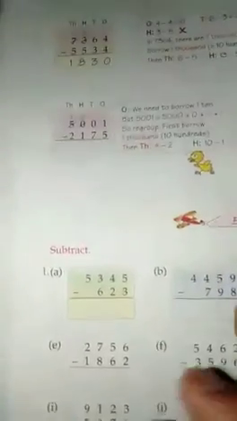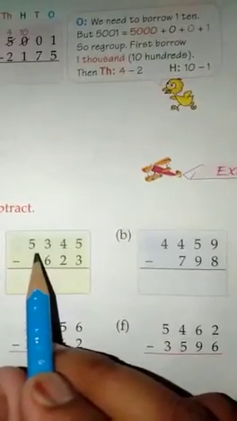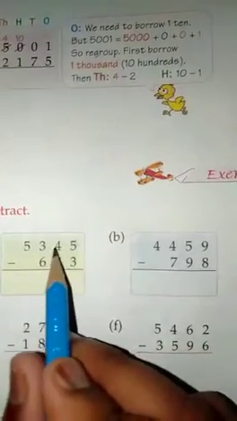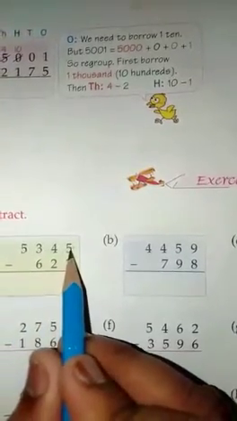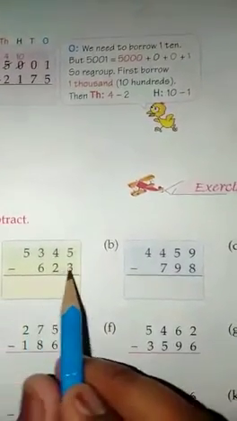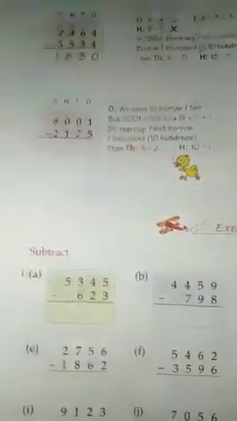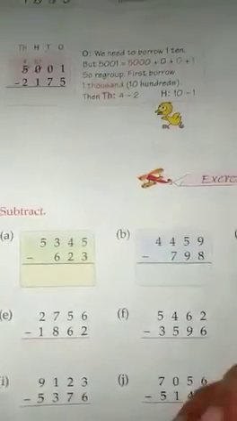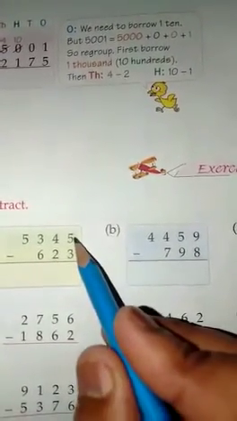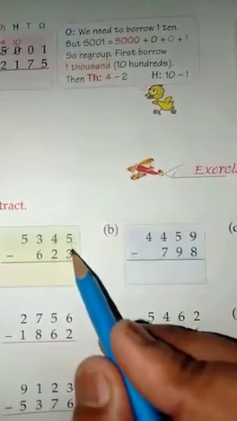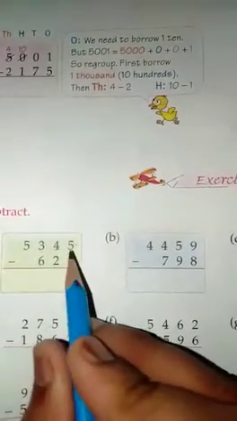Question number 1. Subtract. Now you can see that it is a 4-digit number: ones, tens, hundreds and thousands. 5,345 and it is a 3-digit number: ones, tens, hundreds. 623. So now we will do subtraction. In ones place it is 5 and 3. 5 ones and 3 ones. So 5 minus 3 is equal to 2. So we will write here 2 in ones place.